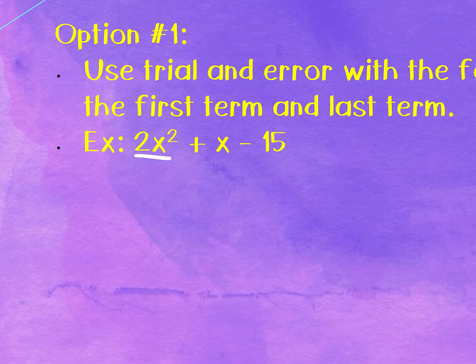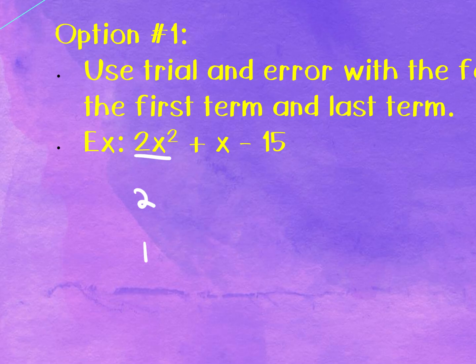So let's look at this first term, 2x squared. Let's ignore the x squared for now and just look at the 2. What two numbers multiply to 2? 2 times 1. So I know for sure it's going to have a 2 and a 1. There's no other option for my parentheses. One of them is going to have a 2, and one of them is going to have a 1. You guys agree?